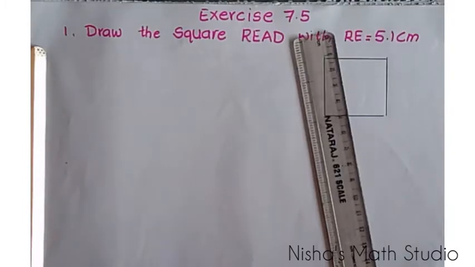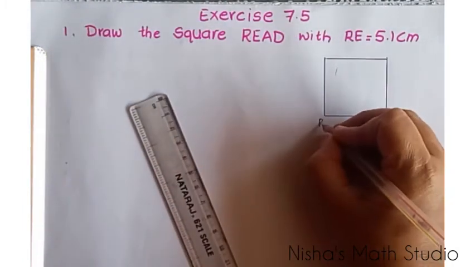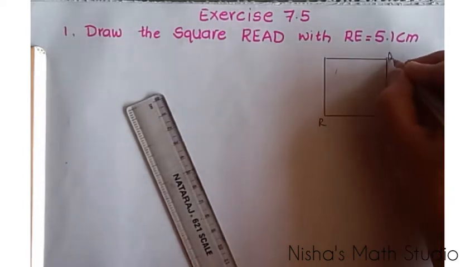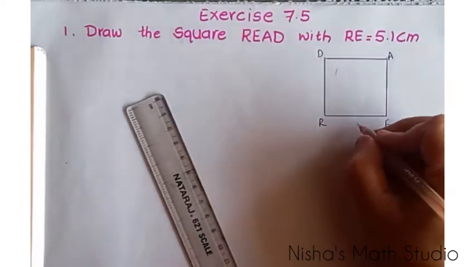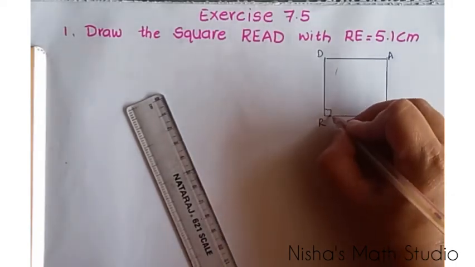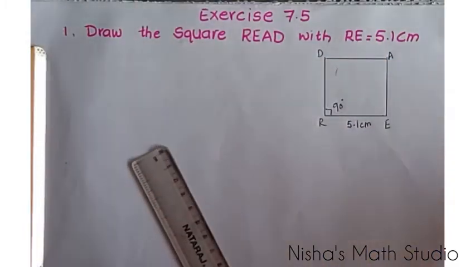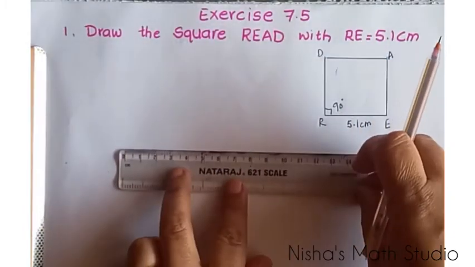The name given to it is READ. Each side is 5.1 centimeter and each angle is 90 degree. Even though not given, we know the property of a square. So let's begin drawing the actual diagram.